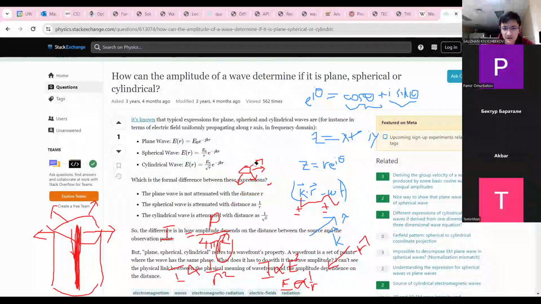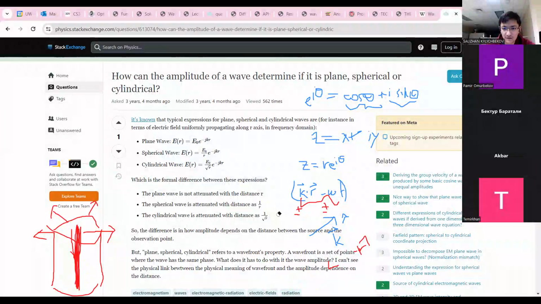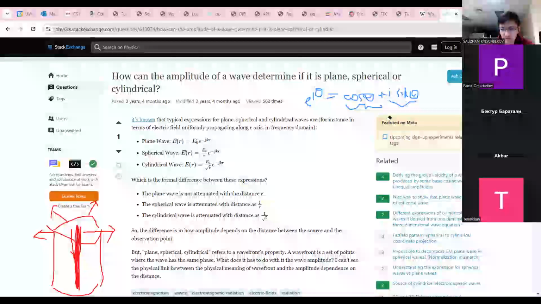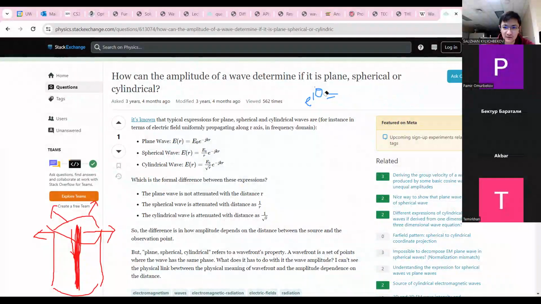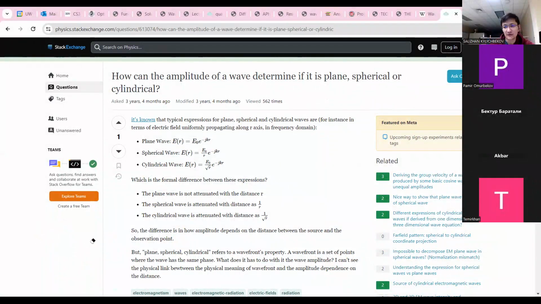So it's good to know. But most of the time we deal with plane waves, which have constant amplitude like this, E0. Because we are dealing with plane waves, we don't see any amplitude diminishing factor.